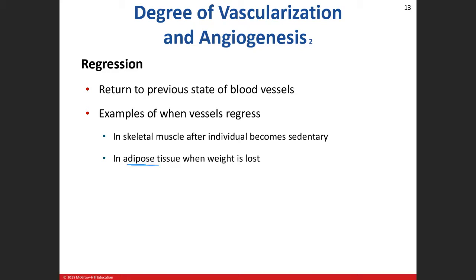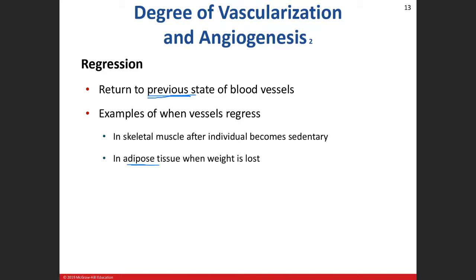And the same thing in somebody with adipose tissue, if they lose a lot of weight. We don't need those blood vessels there because the adipose tissue has since decreased. So we'll go back to the original or previous state of the blood vessels. It's like that saying, if you don't use it, you lose it. If you're not using all that adipose tissue and you start to lose it, then there's no need for those blood vessels to supply the adipocytes. So they go away.